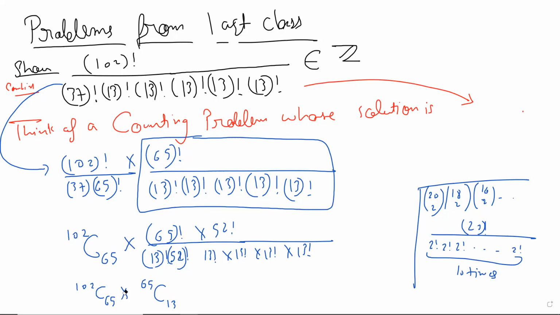Let me just do one small thing. Let me write it like this only. 102 choose 65, 65 choose 13, 65 choose 13, 65 choose 13, and one more. They are not 65. That reduces to 13, and this would be 52. From here, now you can think of a counting question. At least from here, we can obviously think of some counting question.